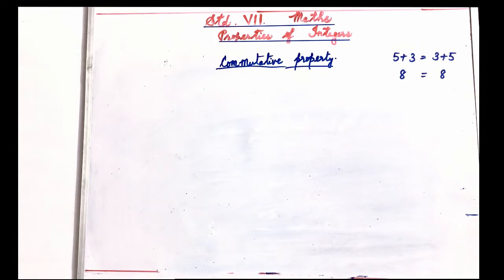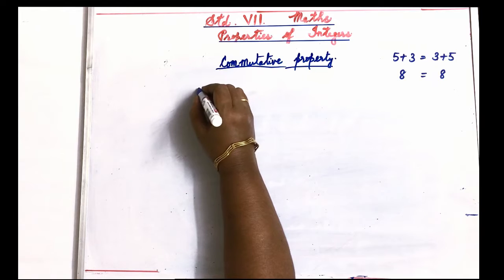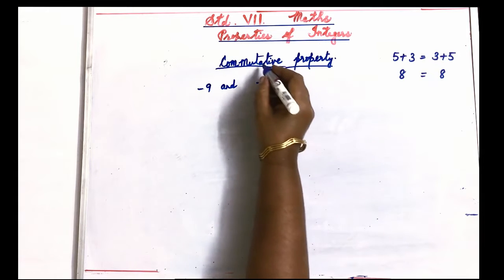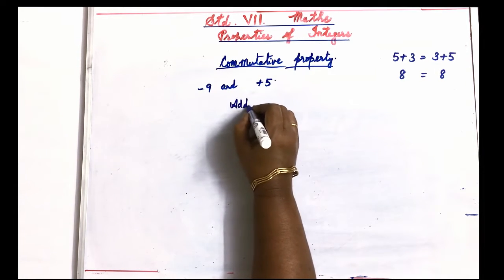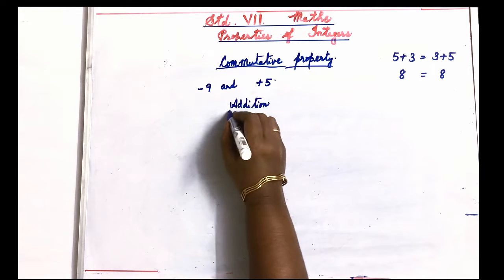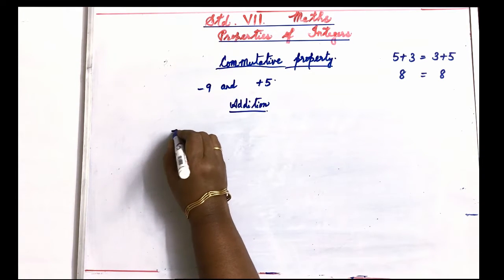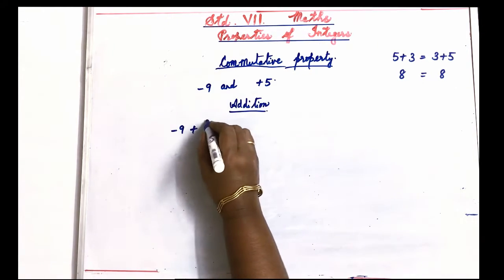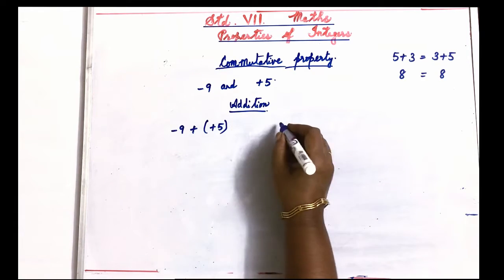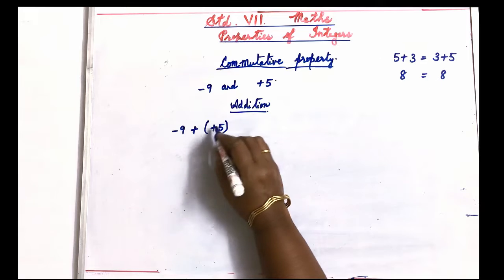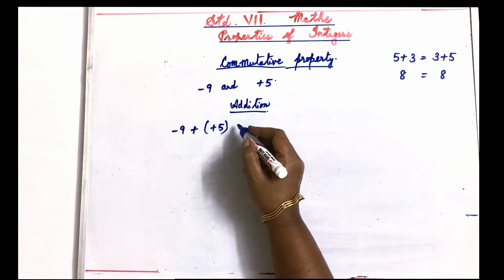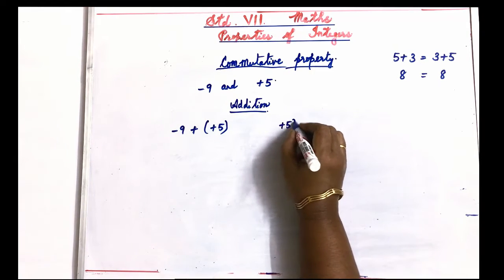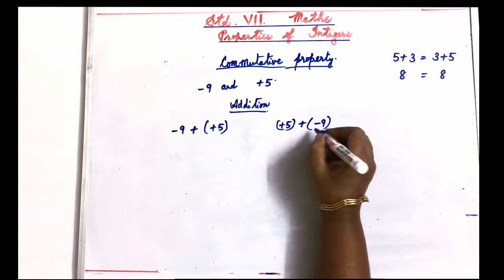Let us take one negative integer and a positive integer. So minus 9 and plus 5. First we are going to see commutative property in addition. So minus 9 plus, because we are doing addition, plus second integer is plus 5. For commutative property means we should change the order. So first integer will become second integer and second integer will become first integer. So plus 5 plus minus 9.